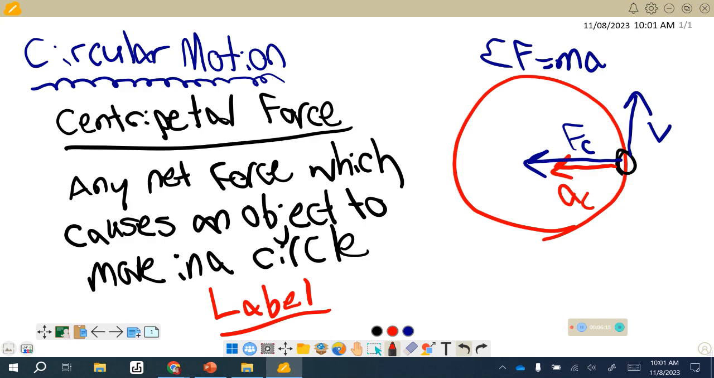Other important thing to note, centripetal in this case, it actually means center pointing. So your centripetal force, your centripetal acceleration, they're always going to point towards the center of the circle, no matter where the object is. Let's say it's over here. Well, then our centripetal force and acceleration will point towards the center of the circle again.